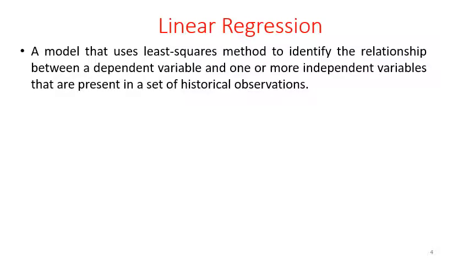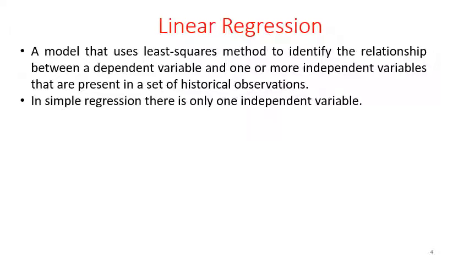Linear regression. It is a model that uses the least squares method to identify the relationship between a dependent variable and one or more independent variables that are present in a set of historical observations. You have seen quantitative methods use historical observations to predict the future. So linear regression is a type of quantitative forecasting method because it uses historical observations.